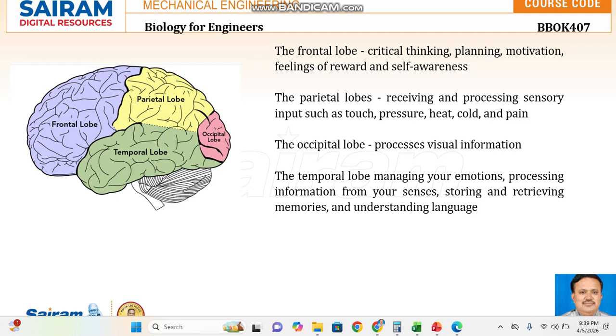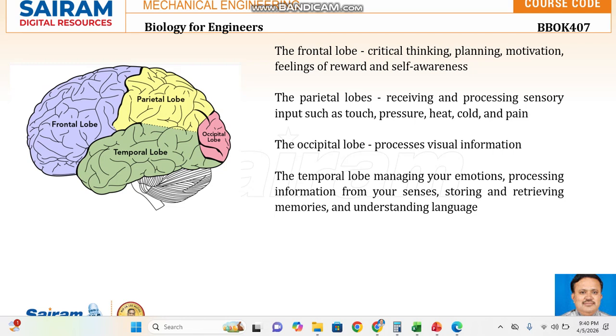The occipital lobe, this thread-like structure, is processing visual information. What we see in the outside world, what we grasp through our eyes, will be processed with the help of this occipital lobe.